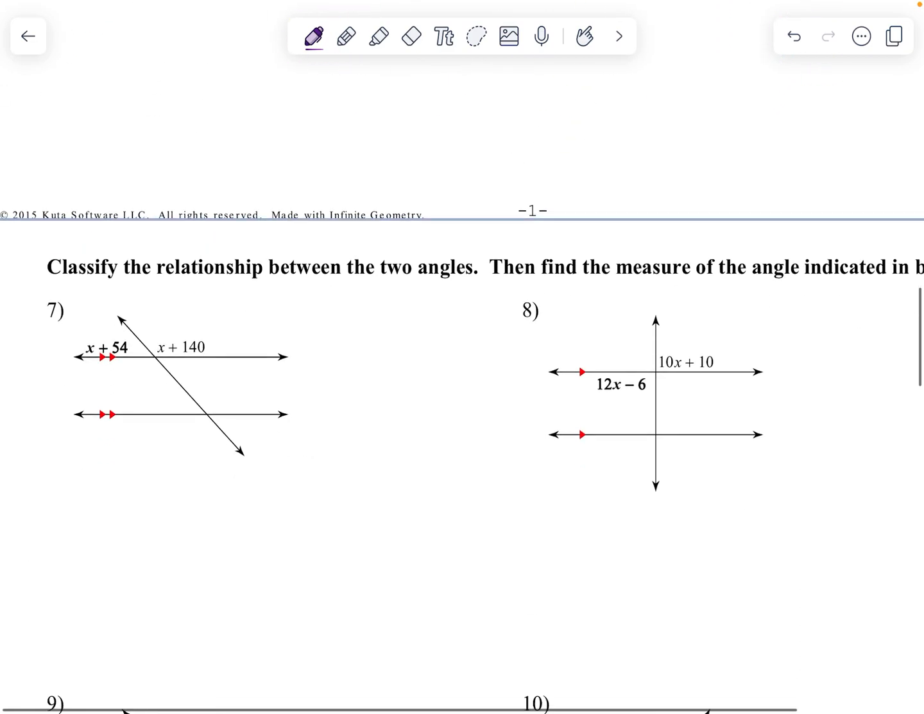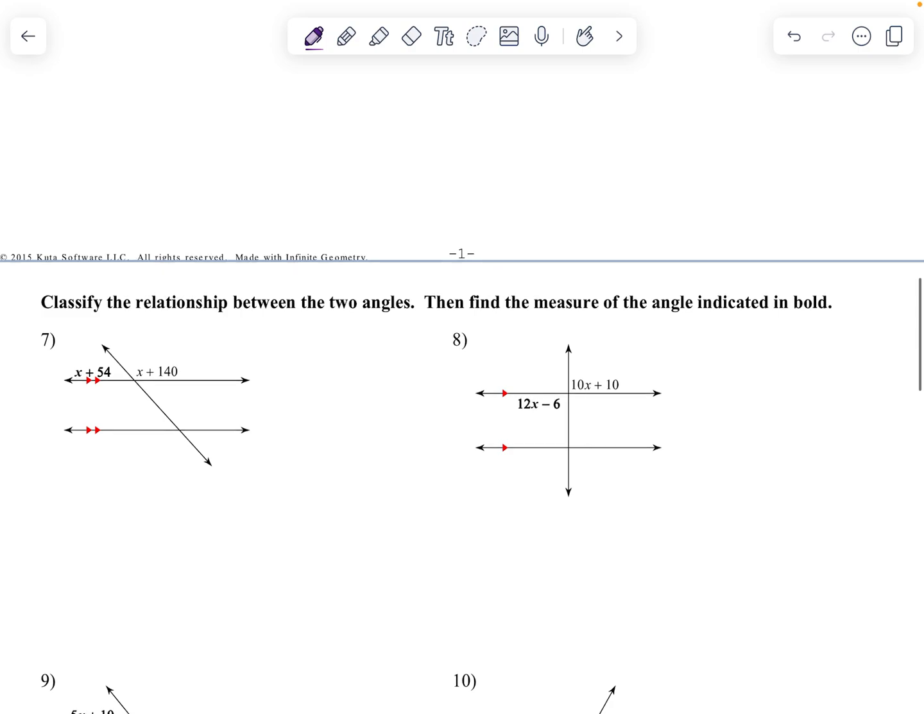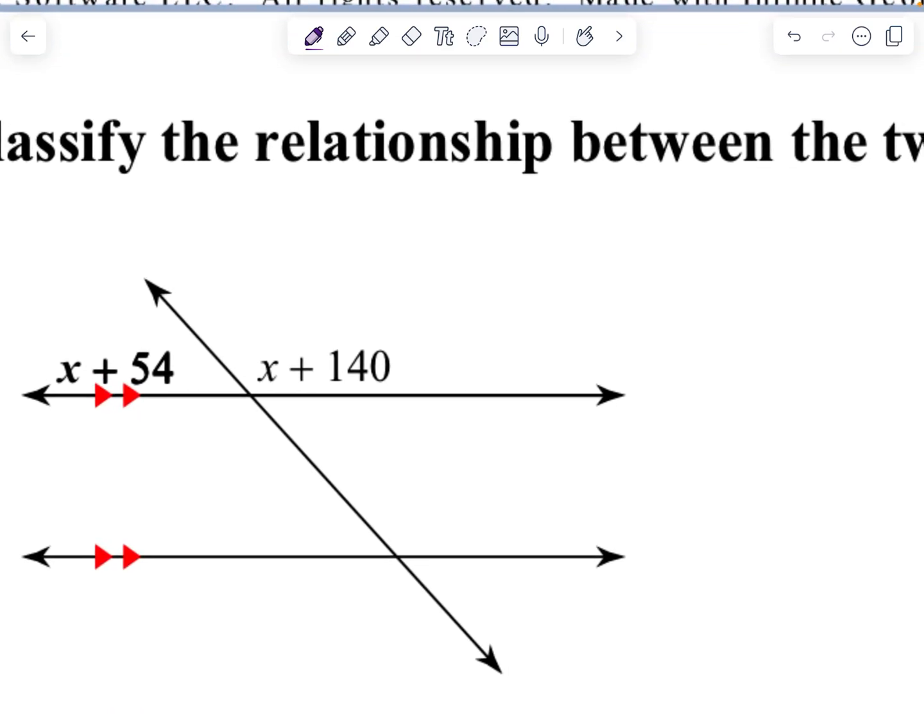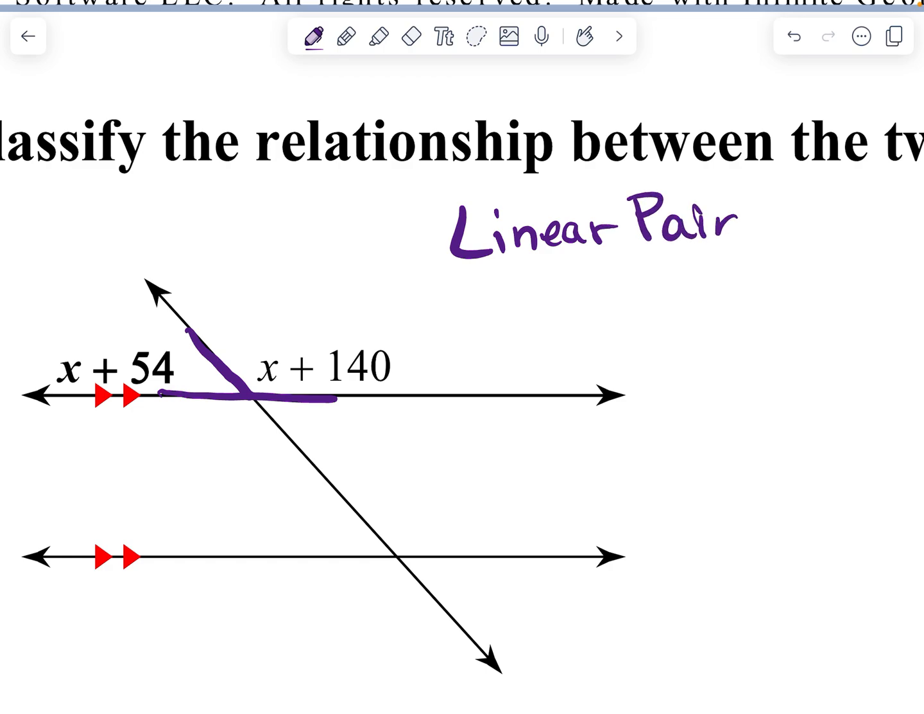Next one says classify the relationship between the two angles. Find the measure of the angle. We're not just finding the x value, we're now finding what the angle measure is. So these two angles right here, they sit right next to each other and they make a line. So they are a linear pair. So linear pairs are supplementary.